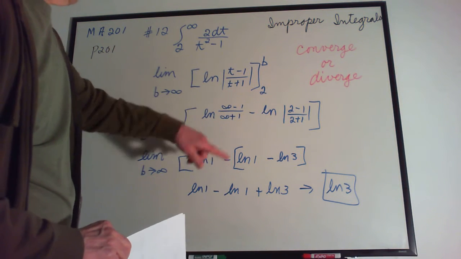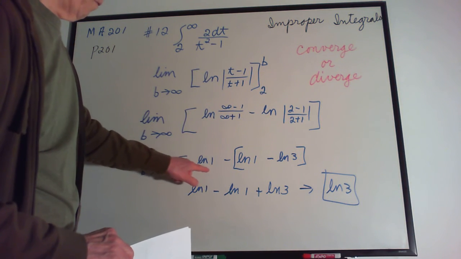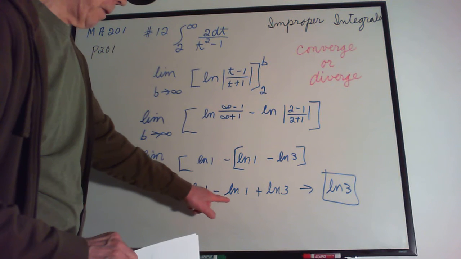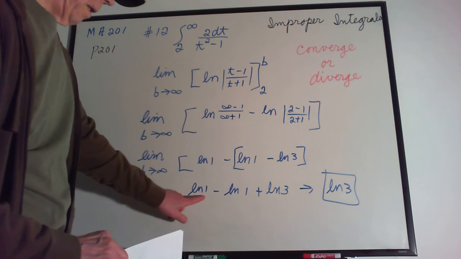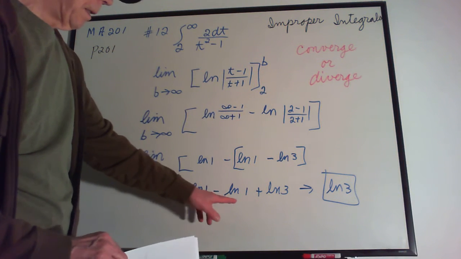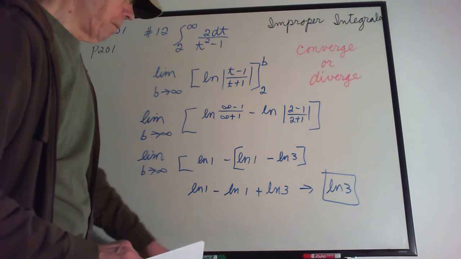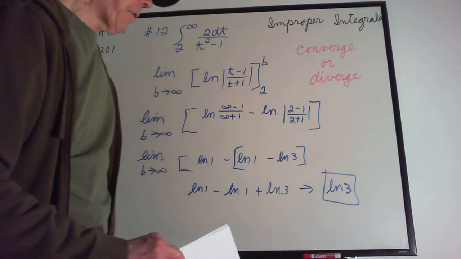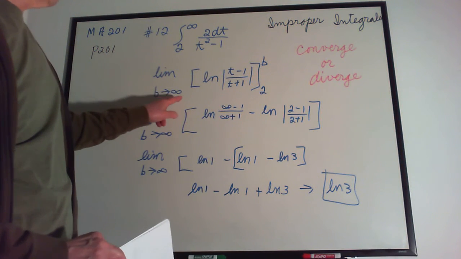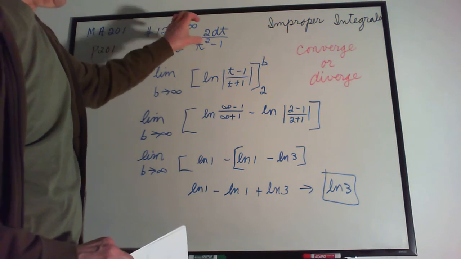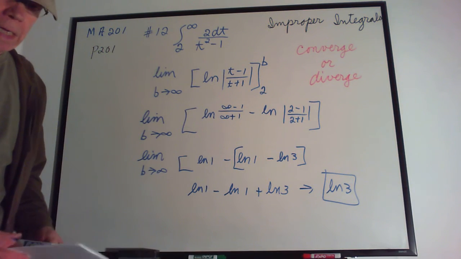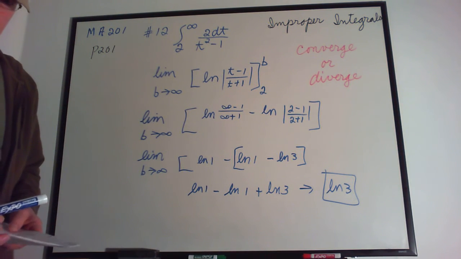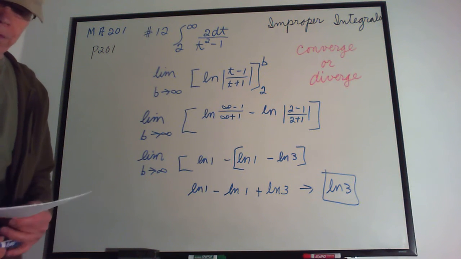All right, plug them in. This gives you natural log of 1 minus the natural log of 1 plus natural log of 3. Natural log of 1 is 0, so it's 0 minus 0. And that means natural log of 3. So as b goes to infinity, this function converges to the number, the natural log of 3. Right, it converges.